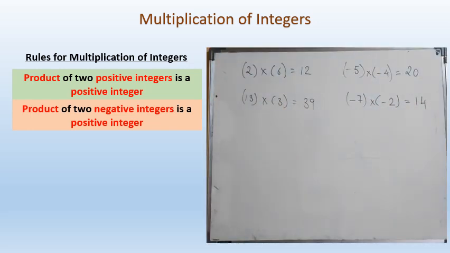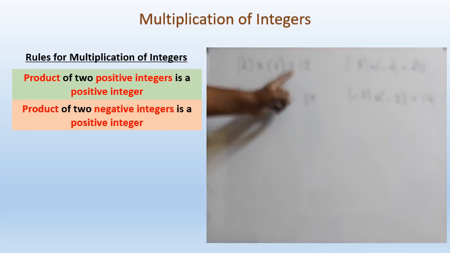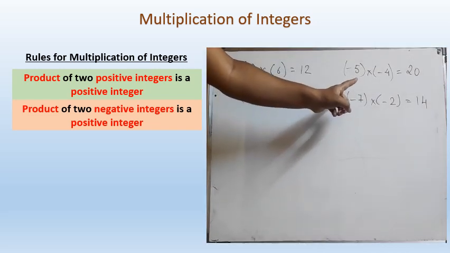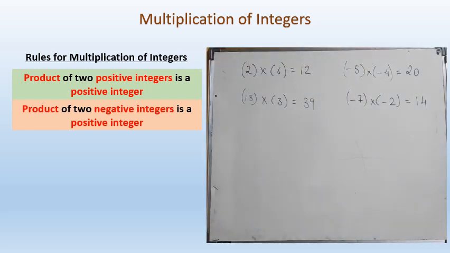So the rule for multiplication: multiplying two positive integers, the product will be positive. Multiplying two negative integers, the product will be positive. Remember, multiplying like terms, the answer is positive. I have repeated it two times for you to understand and keep it in your mind.